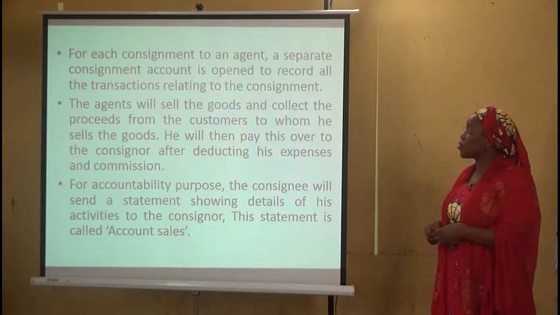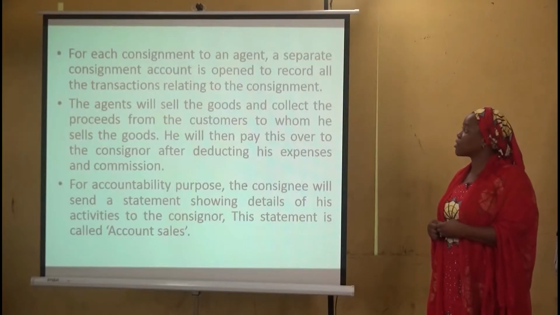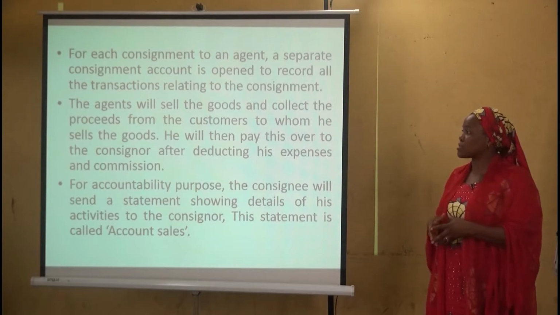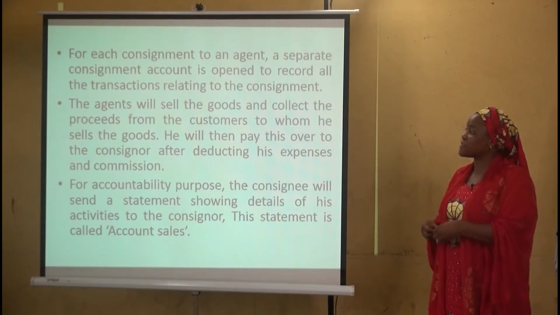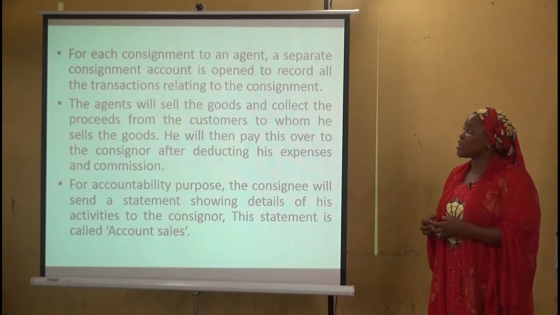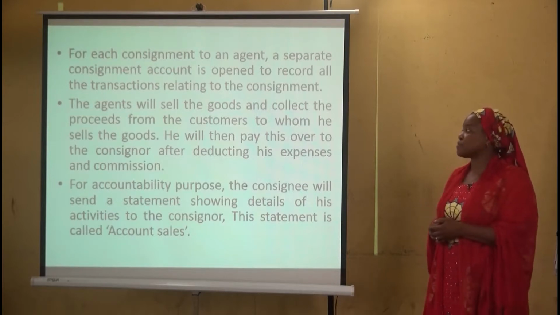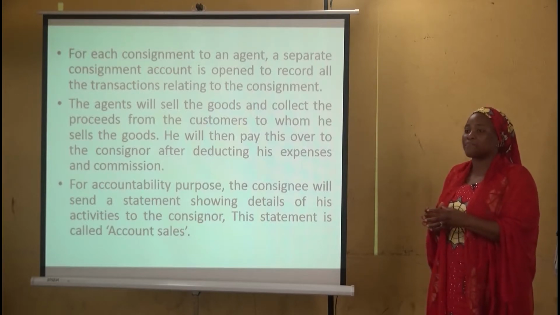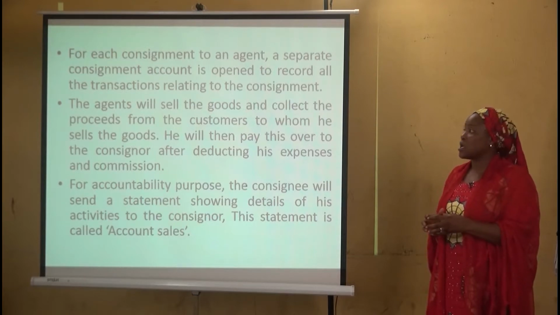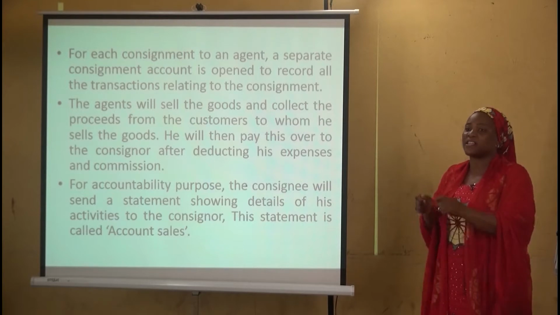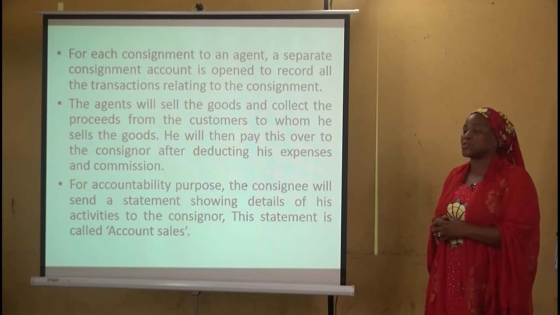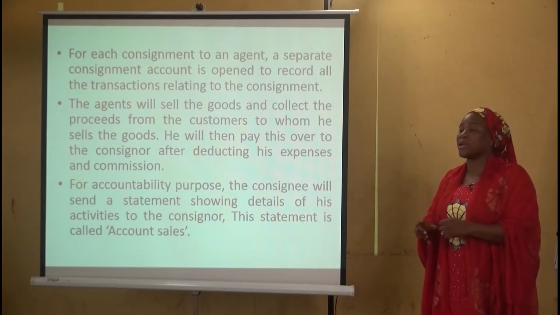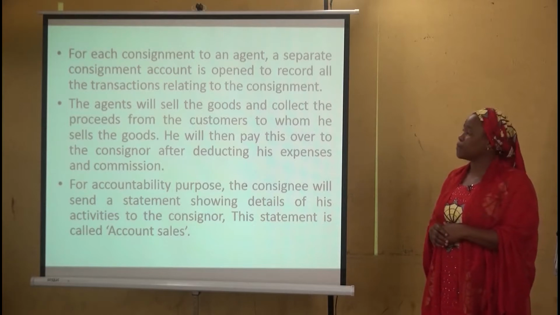The agents will sell the goods and collect the proceeds from the customers to whom he sells the goods. He will then pay this over to the consignor after deducting his expenses and commission. The agent will sell the goods that have been consigned to him, and when he sells to his customers, he collects the proceeds, that means the money for selling the goods. He now deducts every expense that he has incurred in the process of selling these goods, and removes his commission. Afterwards, he sends the remaining proceeds to the consignor.